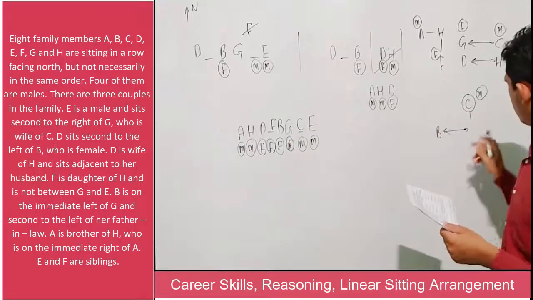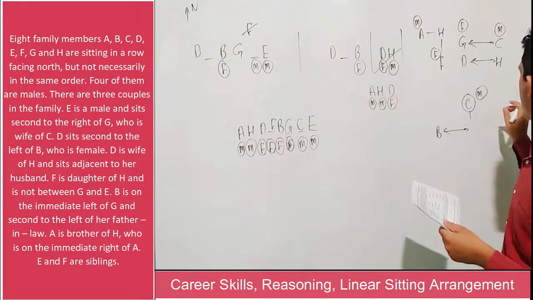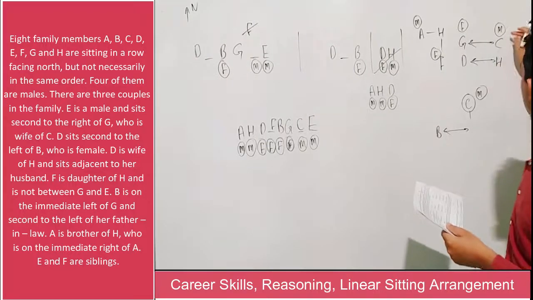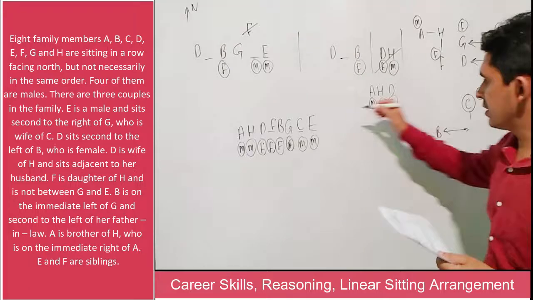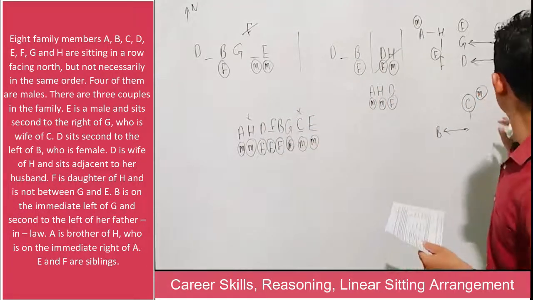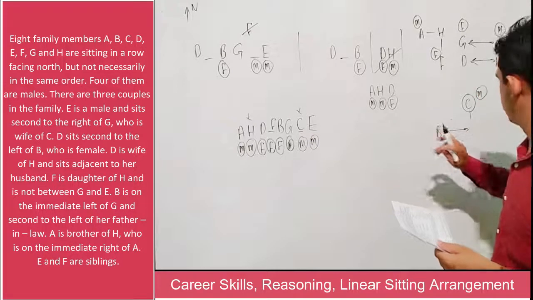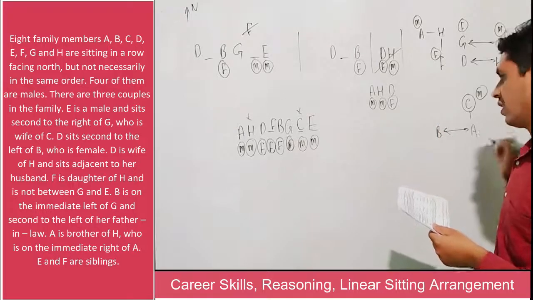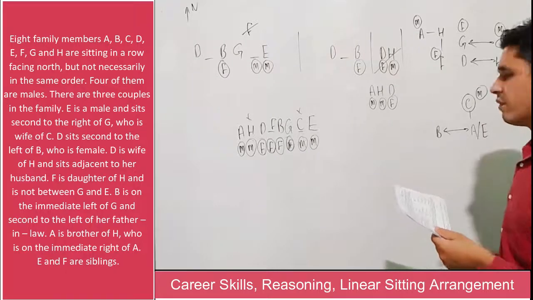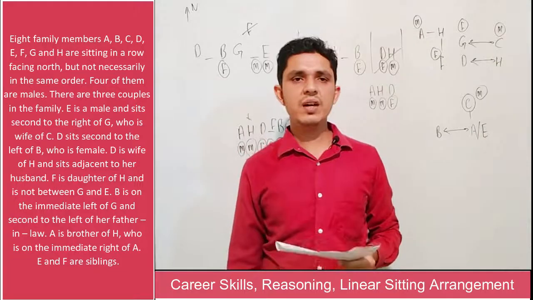Okay, if we check, who is the male who is the spouse of B? This cannot be C, this cannot be H, this can be A, or this can be E. Okay, so we have 2 situations. Once we are done with the arrangement, we can give the answers of the questions.